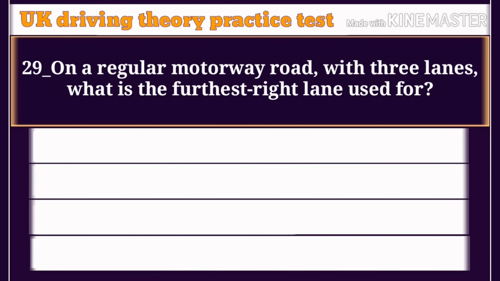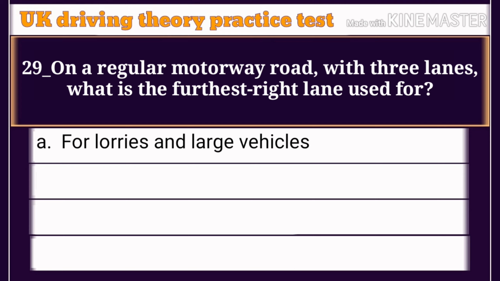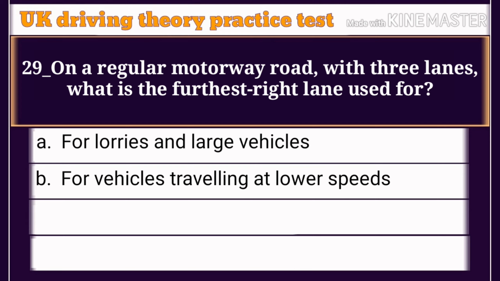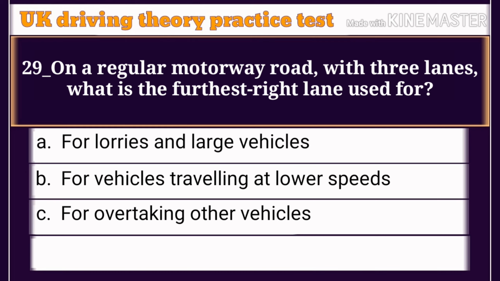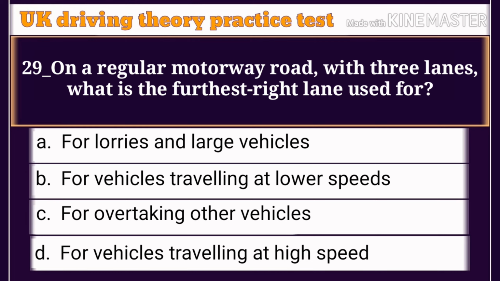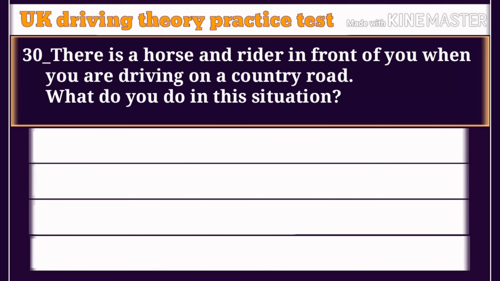Question 29. On a regular motorway road with 3 lanes, what is the furthest right lane used for? A. For lorries and large vehicles. B. For vehicles traveling at lower speeds. C. For overtaking other vehicles. D. For vehicles traveling at high speed. The correct answer is C. For overtaking other vehicles.